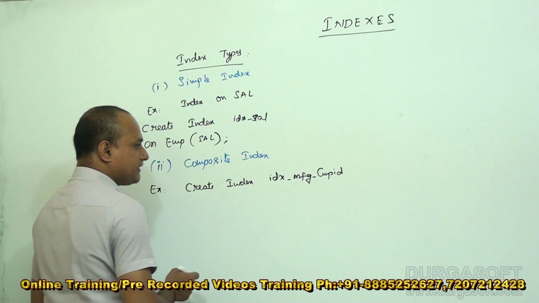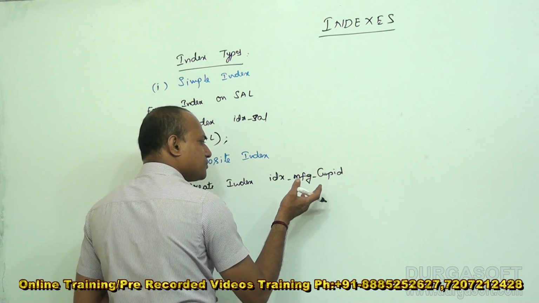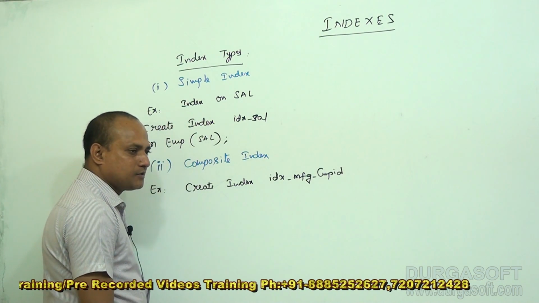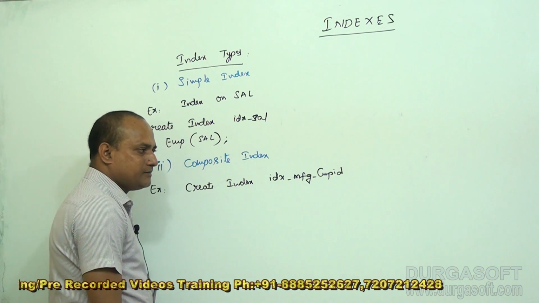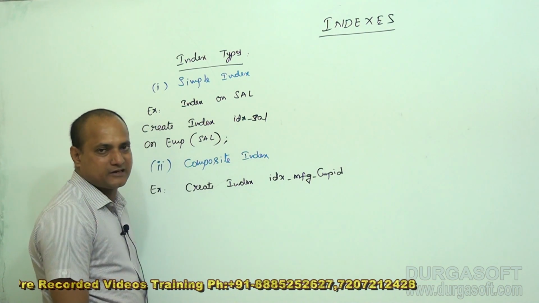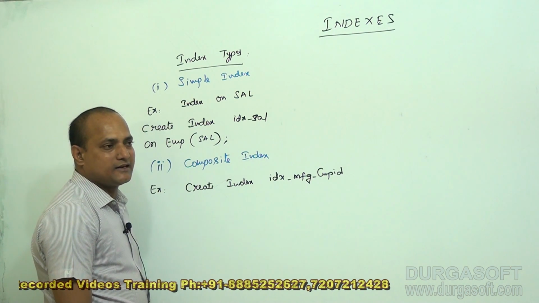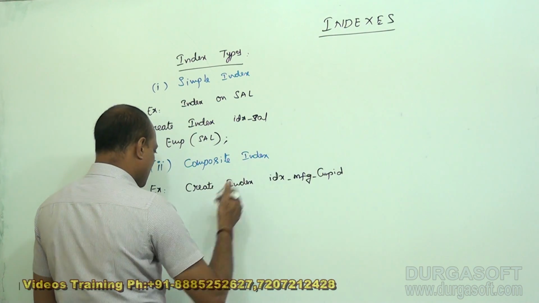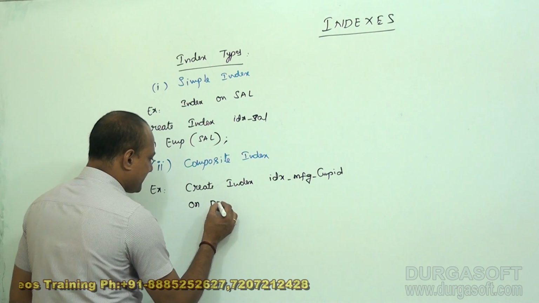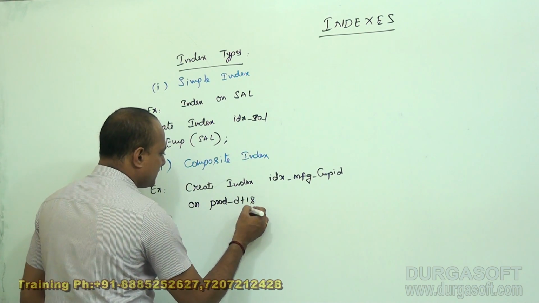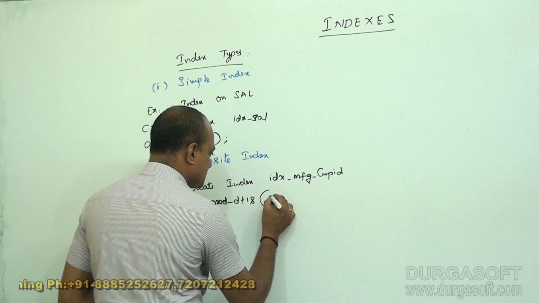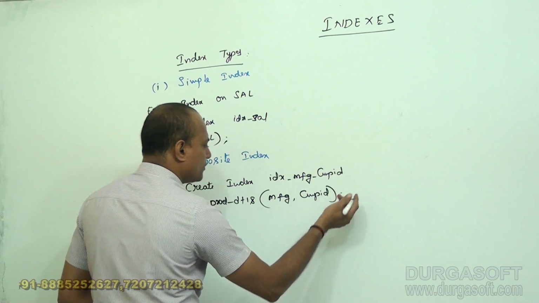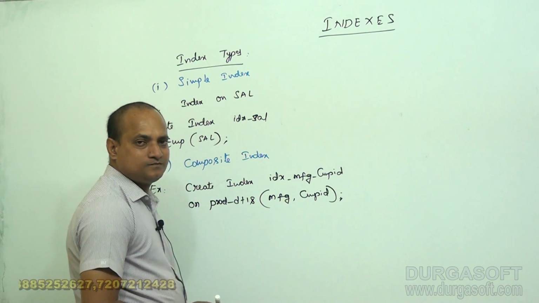Why? Because frequently I will specify a condition on manufacturing date and also on company ID. On both columns I am going to specify conditions, and based on those conditions I want to fetch the data from the table. In that case, create index on multiple columns. On what is the table name? Product details table. Within the parenthesis, what are the columns? Manufacturing date, comma, company ID or company code. That depends on your table column.